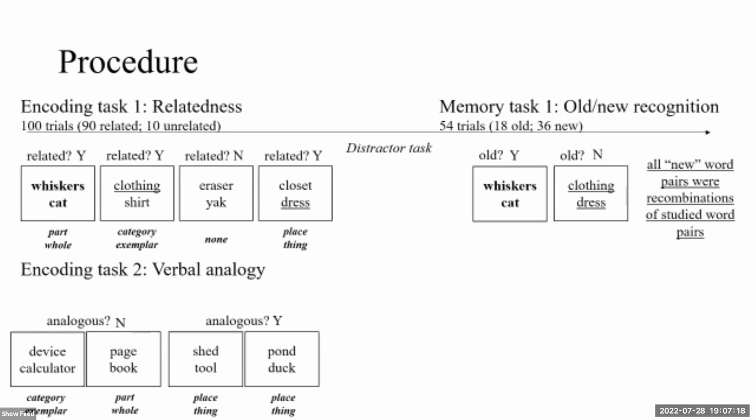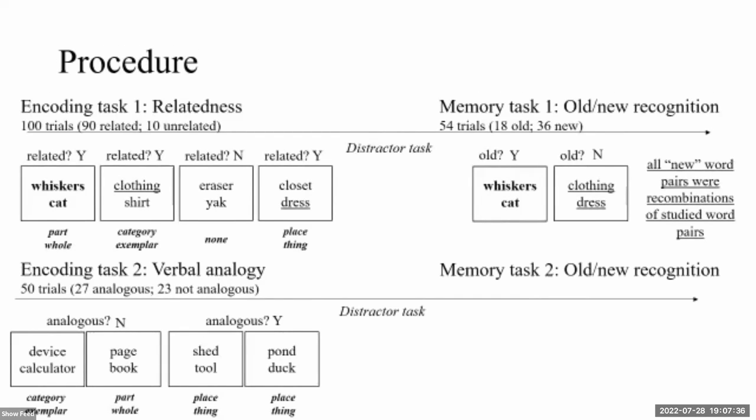On the other hand, this pair of word pairs do constitute a valid analogy in the sense that they each bear a place thing relation. And so this task involved 50 trials. 20 of them featured analogous relations and 23 of which featured non-analogous relations or word pairs.